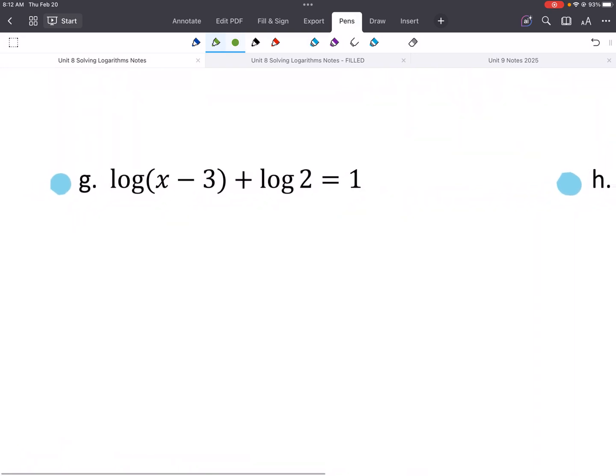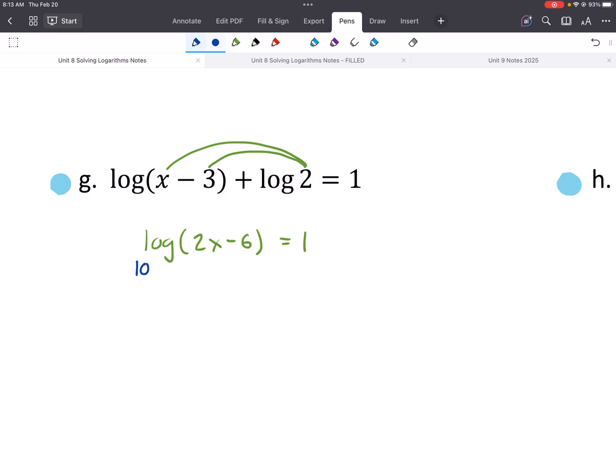Next, here's another example. It just looks a little different because we have a binomial here. So again, when we add logs, we multiply. So this would be log of 2 times x and 2 times negative 3. So we're multiplying. It's the distributive property, right? So we'd have 2x minus 6. Then we'd get rid of that log. Again, it's a base 10, and 10 to the 1 is just 10.